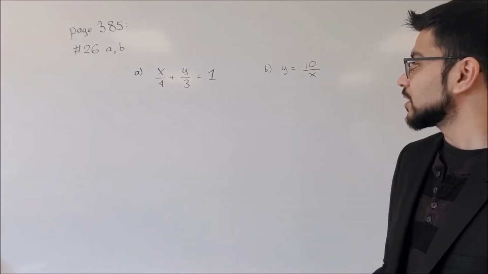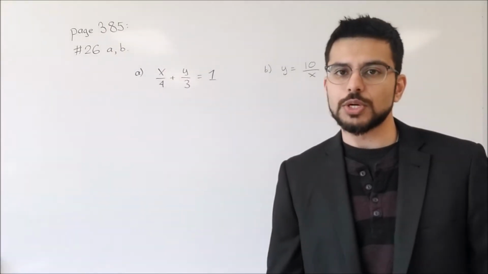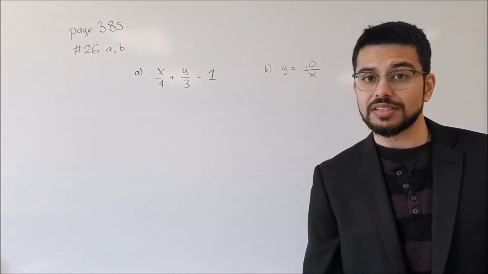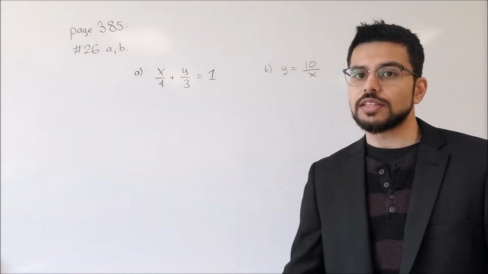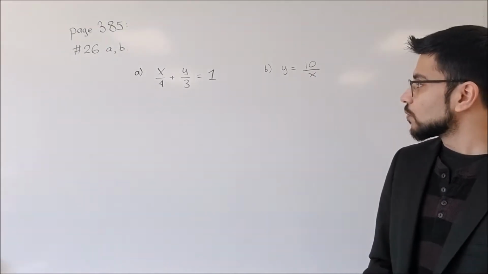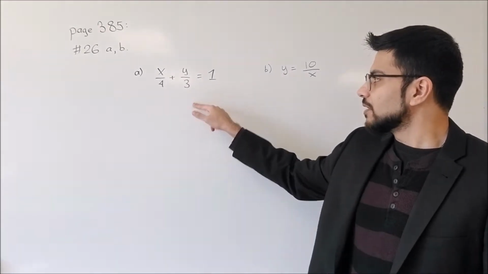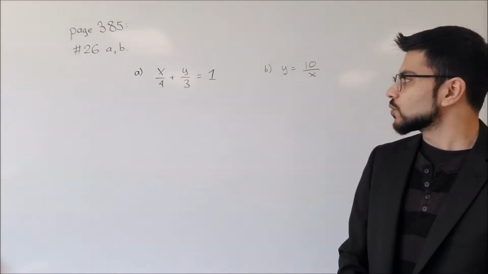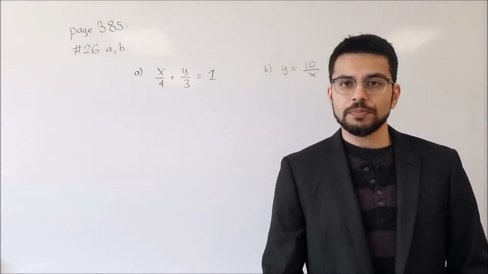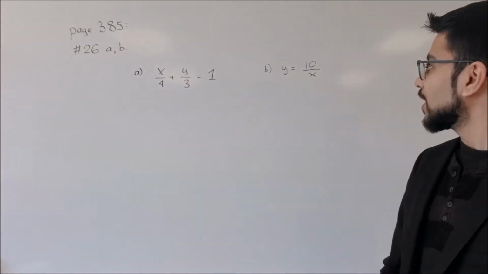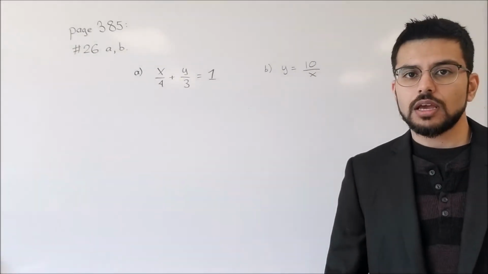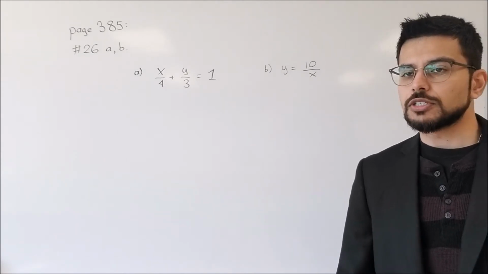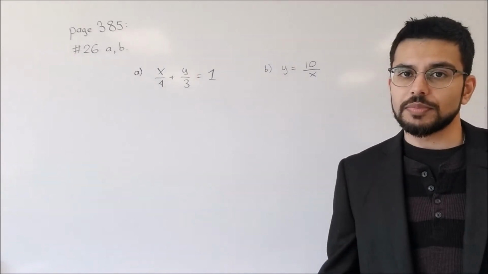The question tells you that you should be able to make an equation into general form if it's a linear relationship. If you can't do that, then it's not a linear relationship. So I'm looking at A and B. A, the equation is x over 4 plus y over 3 is equal to 1. And for B, it's y equals 10 over x. Are either of these linear equations? Well, let's see if we can put them into general form. That'll help us figure it out.